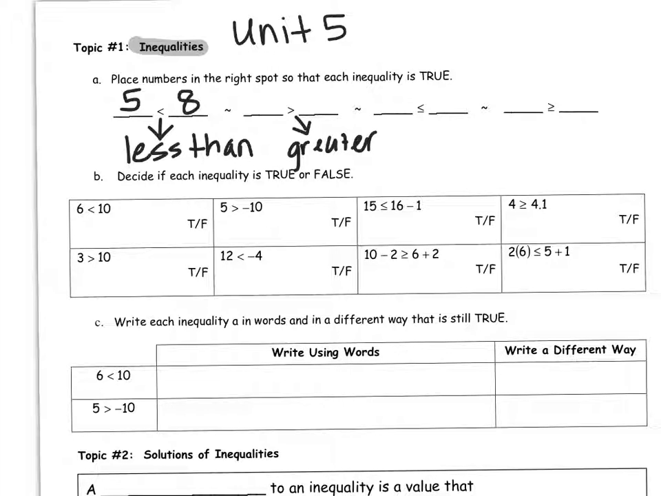Alright, this statement right here, this symbol, means greater than. So, greater than, I'll pick the same number, 5. I would have to say 5 is greater than, and then put a number there that would make this true. So let's say 5 is greater than 0.